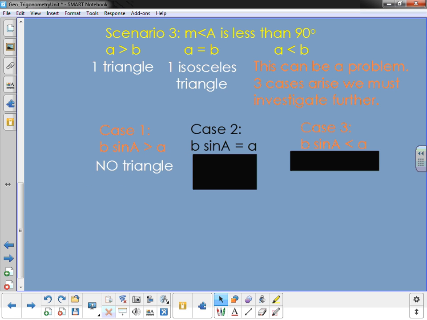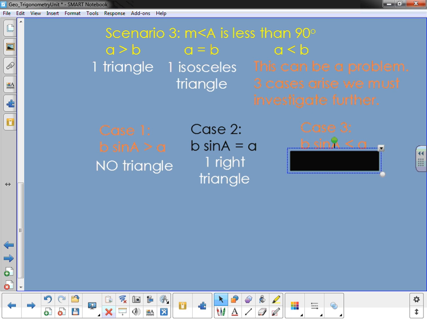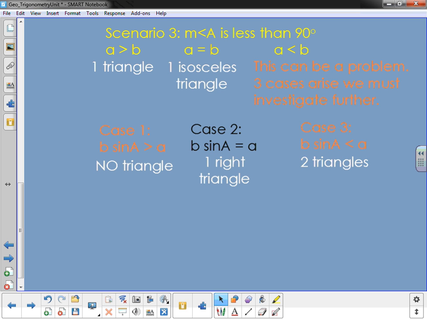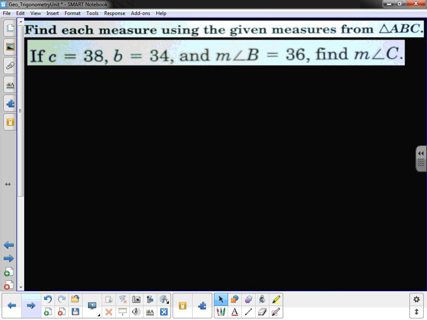If B times the sine of A equals A, we get one right triangle, in which case the angle B is a 90-degree angle. And in case 3, if B sine of A is less than A, we get two triangles. So those are the situations that we're looking at. Those are the three cases. The ones that would really matter are scenario 3, when we have an angle less than 90 degrees and side A is less than side B. We have issues. So let's go to some examples.